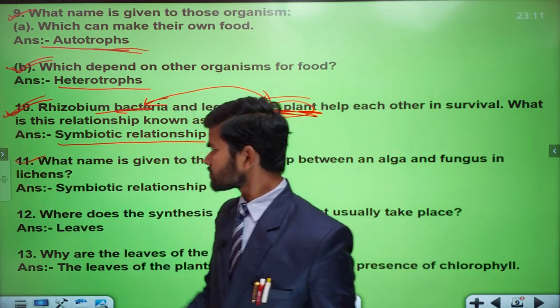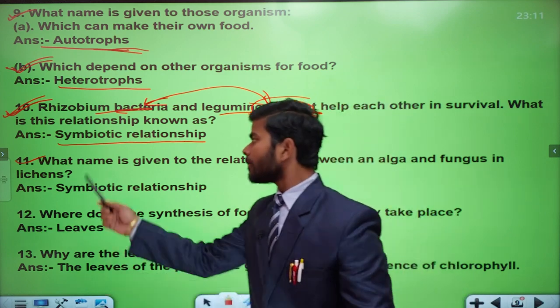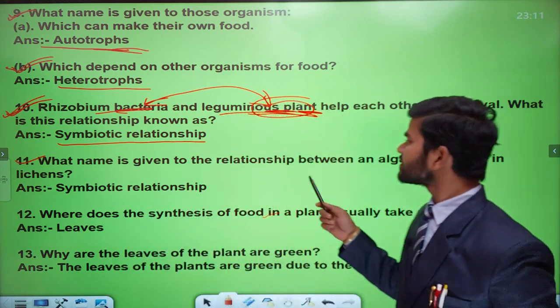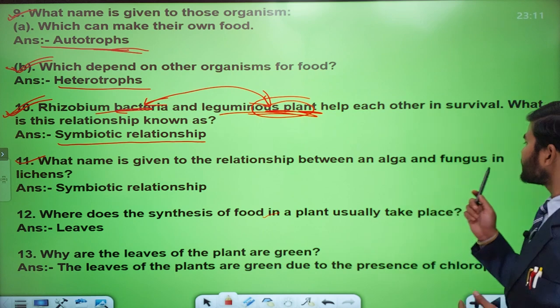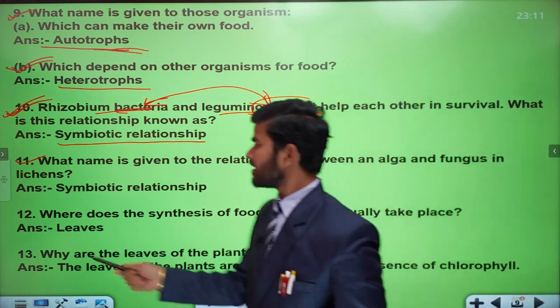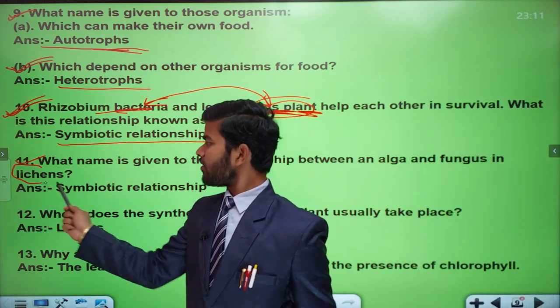Now the next one is: what name is given to the relationship between an alga and fungus in lichens? Here is the case of lichens.